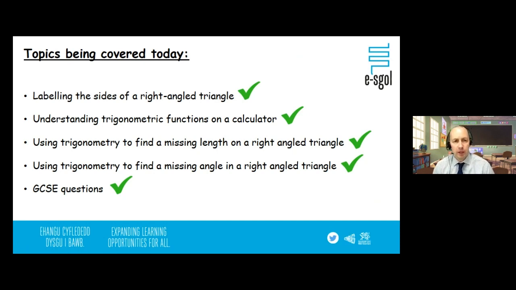I think we're confident now that we can label the sides of the triangle with our adjacent, hypotenuse, and opposite. I think we're okay with the trig functions. So we've done some questions on finding the length, some questions on finding the angles, and we've covered a few GCSE questions to see what you're going to be faced with.